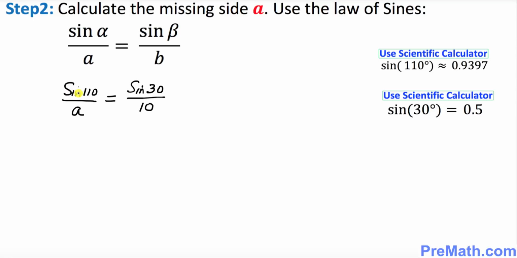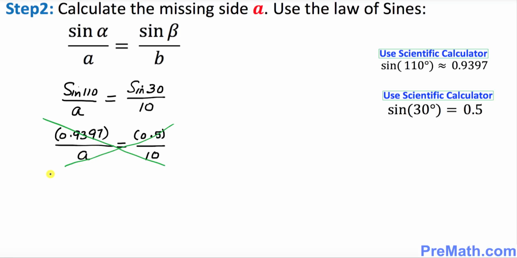So let's figure out these values. Sine of 110 degrees is approximately equal to 0.9397 divided by A, which we leave as it is, equals sine of 30, which is 0.5, divided by 10. Now we want to solve for A, so we are going to cross multiply.